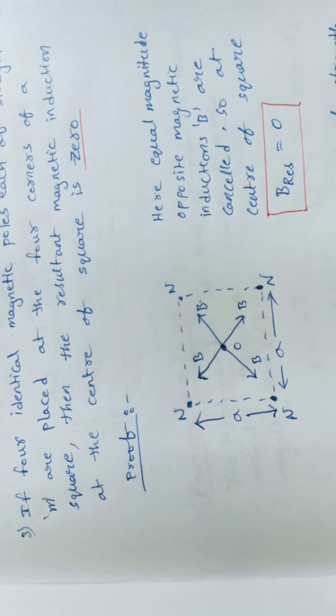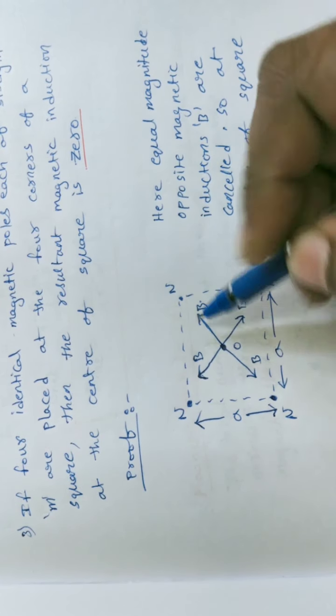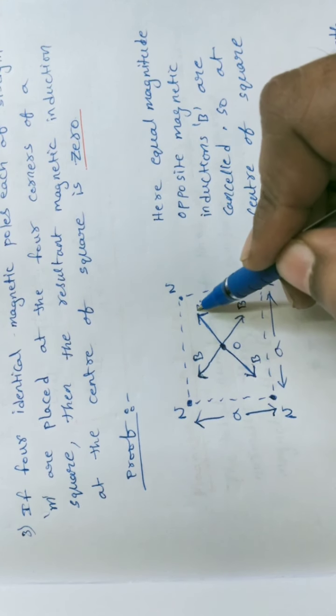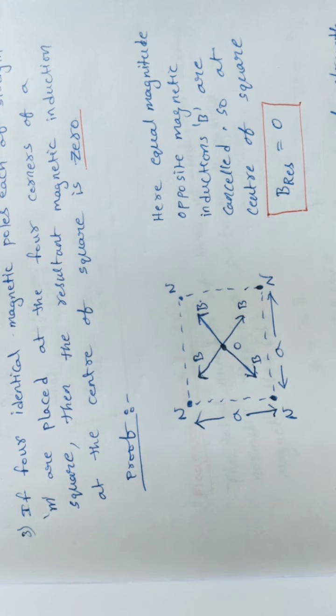Is it clear, students? So listen here, here to here, one magnetic induction B will be acting, here to here, magnetic induction B will be acting. So these two are of equal magnitude and act in opposite directions. Equal magnitude acting in opposite directions means the resultant becomes 0. Why? Both are in opposite directions, both cancel each other, then the resultant becomes 0.